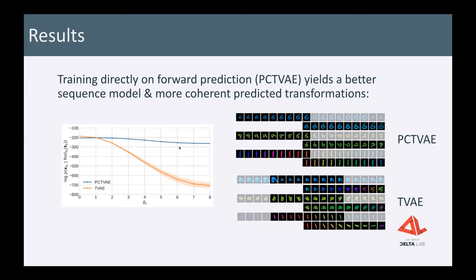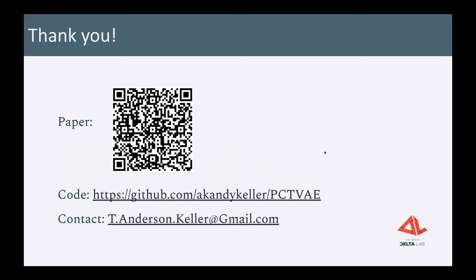So if we roll our capsules forward and then we try to decode, we see that we get much higher likelihoods than the original TVAE. And you can see that qualitatively as well through these transformations here. So that's it, and feel free to come ask questions after this. Thanks. Thank you very much.